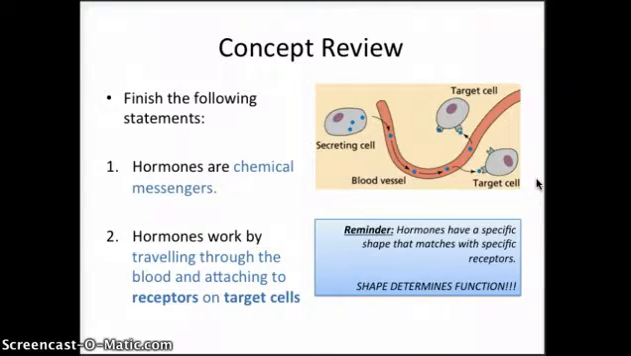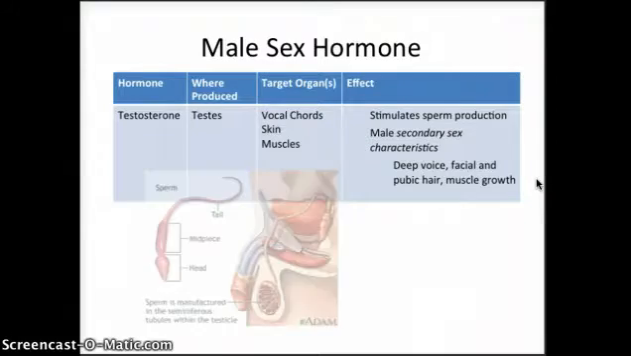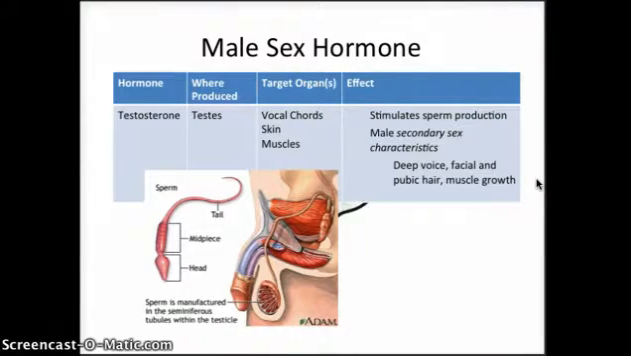Okay, we're going to take a look at some of the male and female reproductive hormones. The main male sex hormone is testosterone. It's produced in the testes. The target organs include the vocal cords, the skin, and muscles. The main effect is it stimulates sperm production and causes male secondary sex characteristics. So again, we are talking about sperm production.